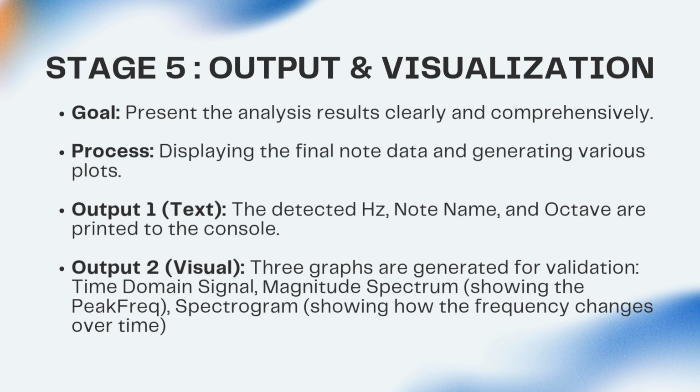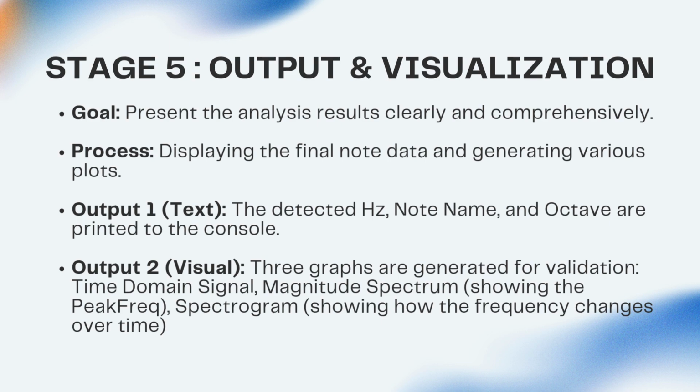Stage 5: Output and visualization. The final stage is where our analysis becomes a tangible result. Our goal is to present the core findings clearly and provide visual validation that confirms the accuracy of our detection. We deliver two key outputs. The first one is text output. This is the essential answer. We display the precise detected frequency in Hertz, the corresponding note name like C, F sharp or A, and the octave number like 4 or 5. This output is ready for immediate use in any musical application.